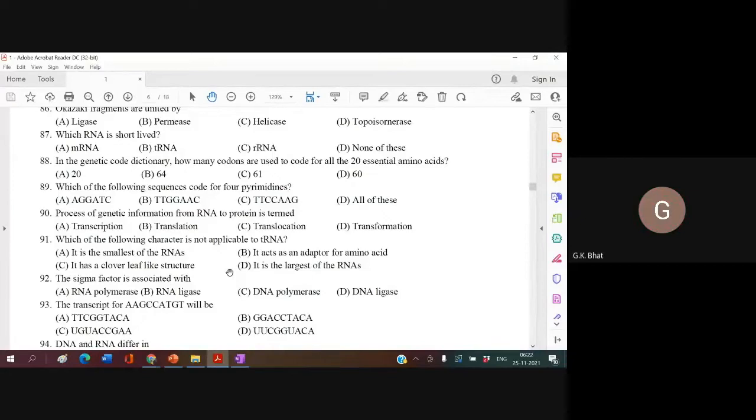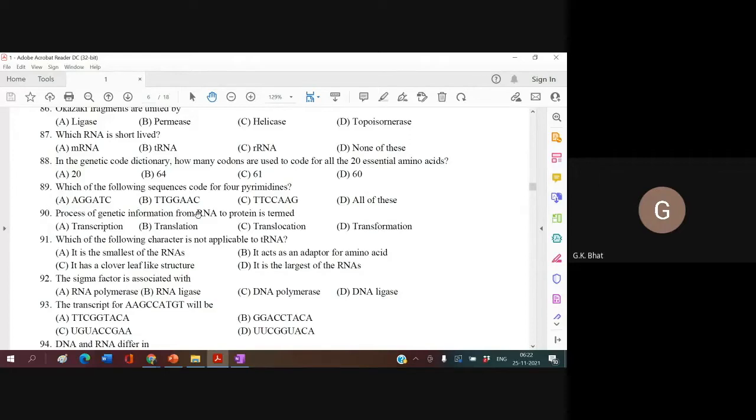mRNA. In mammals, it lives for few minutes to 2 days. In bacteria, they live from seconds to an hour. In most of the organisms, it lives within 1 to 3 minutes. 88. C. 88. Prithviraj. C, sir. 89. Vishwas. Are you there? Yes, sir.